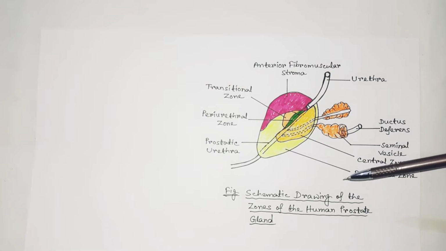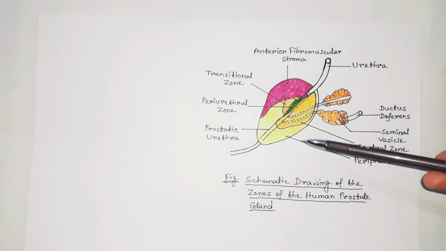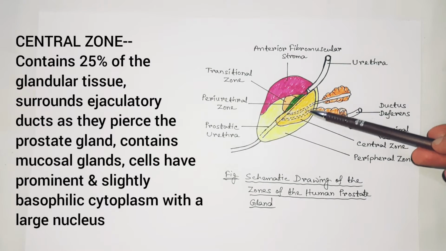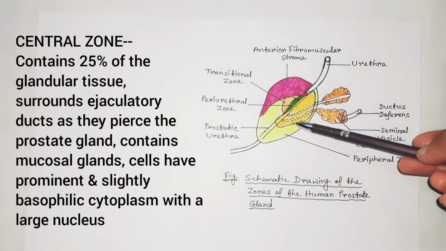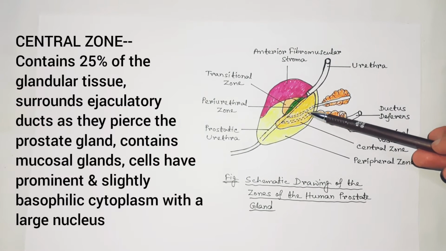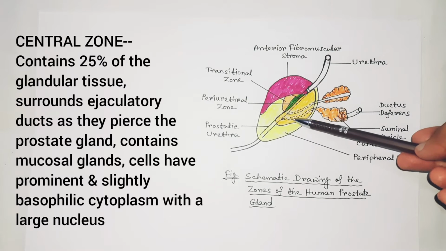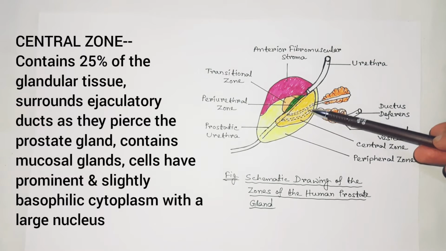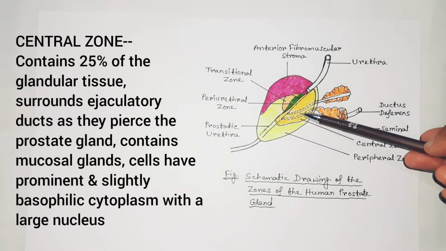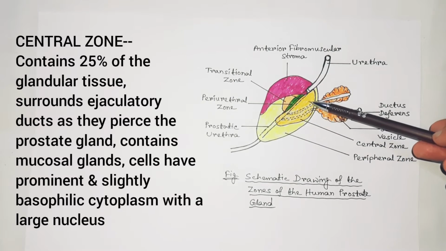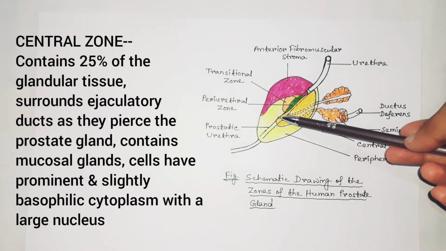In this diagram, I am showing you the different zones of prostate gland. This is central zone. It contains about 25% of the glandular tissue. It surrounds ejaculatory ducts as they pierce the prostate gland. It contains mucosal glands. The cells have more prominent and slightly basophilic cytoplasm with a large nucleus.